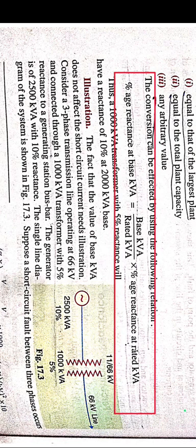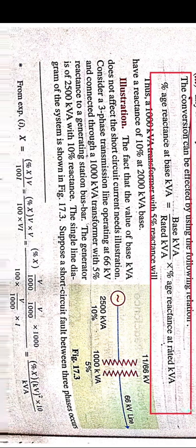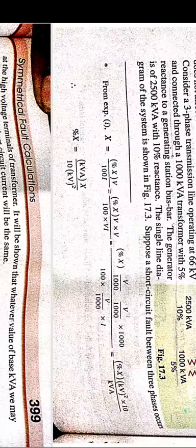The fact that the value of base kVA does not affect the short circuit current can be illustrated by considering a three-phase transmission line operating at 66 kV and connected through a 100 kVA transformer with 5% reactance to a generating station bus bar. The generator is 250 volt with 10% reactance. The single line diagram of the system.